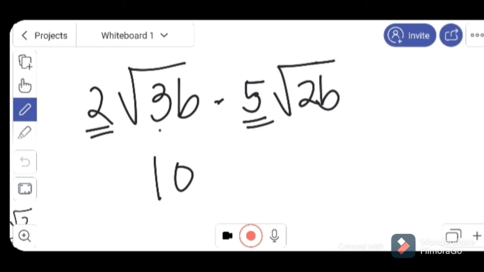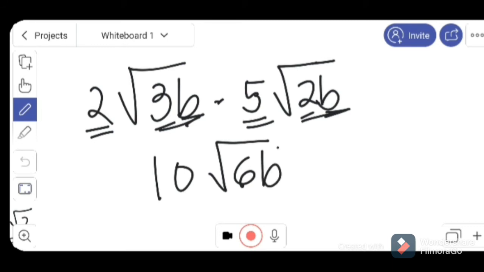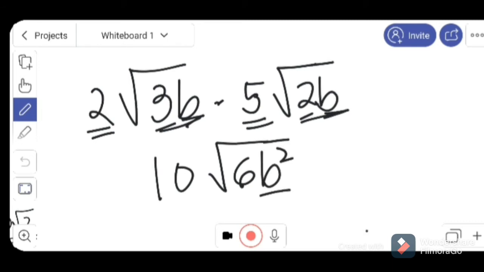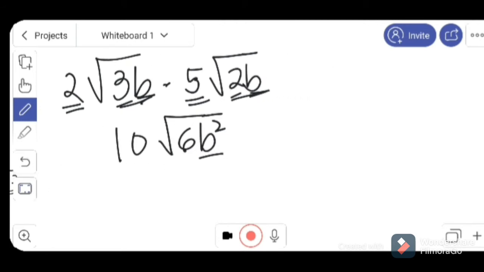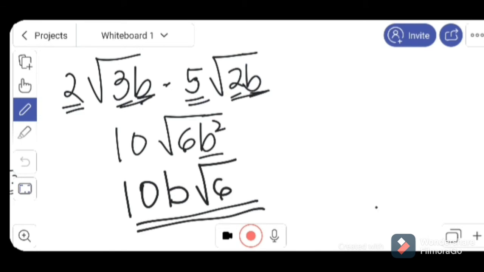And then we multiply these radicals. We have square root of 3 times 2, 6. b times b is b squared. Observe that b squared can still be simplified. So the square root of b squared is b. So we have 10b square root of 6. That would be the final answer.